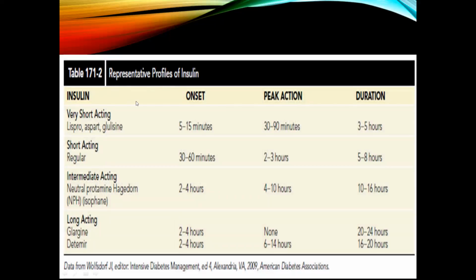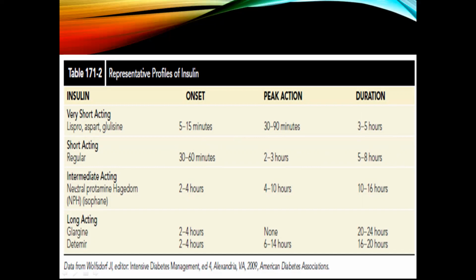So, representative profiles of insulin. When we talk about very short-acting, we've got lispro, aspart and glulisine. The onset of action is 5 to 15 minutes. Peak action is between 30 to 90 minutes. And the duration of action is 3 to 5 hours. For short-acting regular insulin, onset is 30 to 60 minutes, peak action is 2 to 3 hours, and the duration of action is 5 to 8 hours.